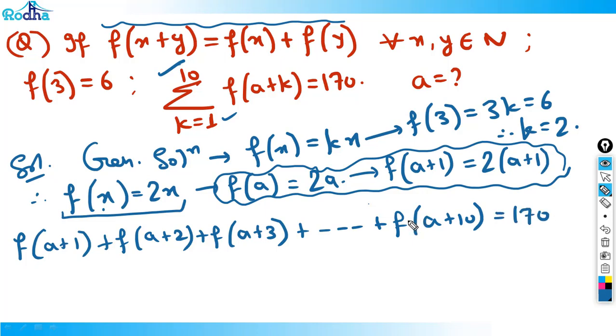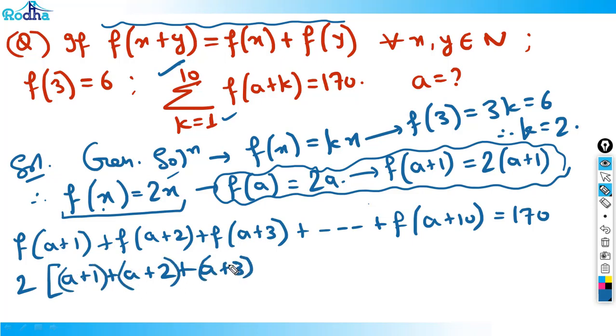Now what I can do here is simply break it, because I know that f of x is 2x now. So what is f of a plus 1? It is twice of a plus 1. What is f of a plus 2? Twice of a plus 2. What is f of a plus 3? Twice of a plus 3. Correct. So if I take twice as common, that becomes a plus 1 plus a plus 2 plus a plus 3, like that till a plus 10. And this is equal to 170.